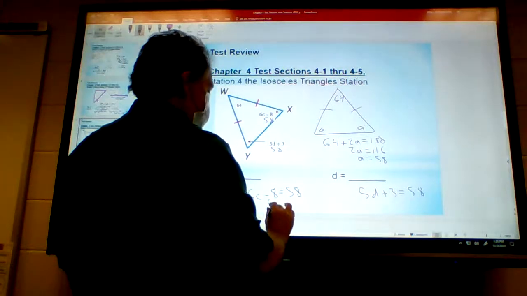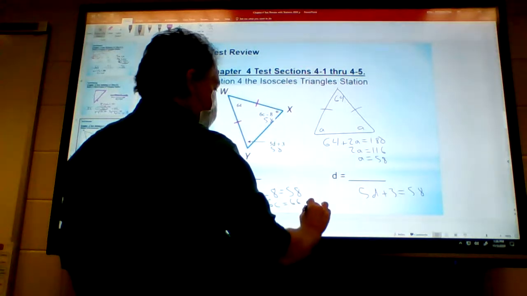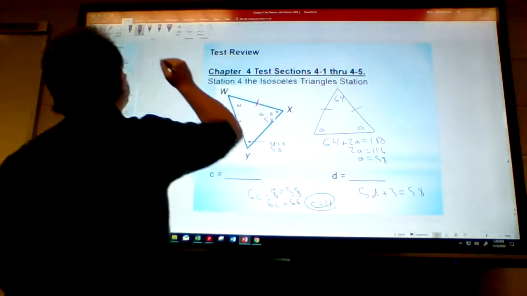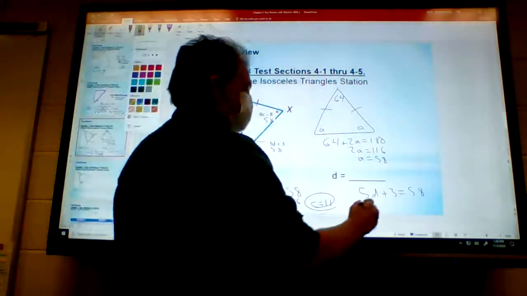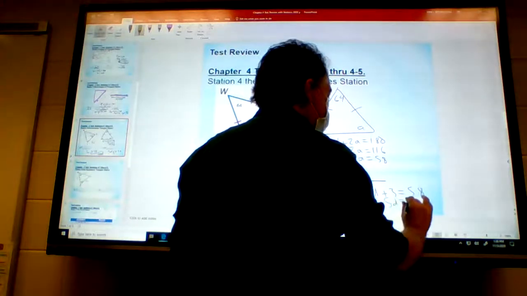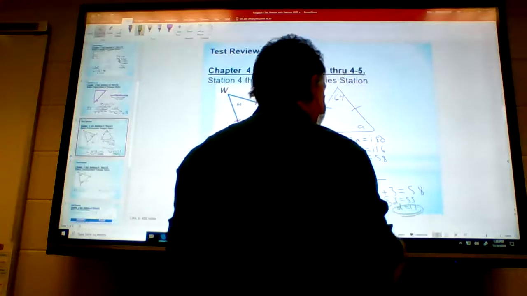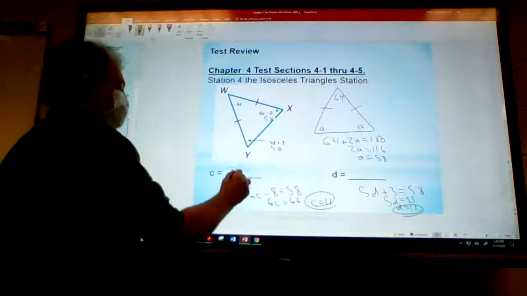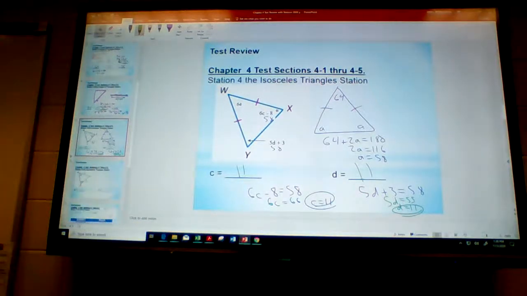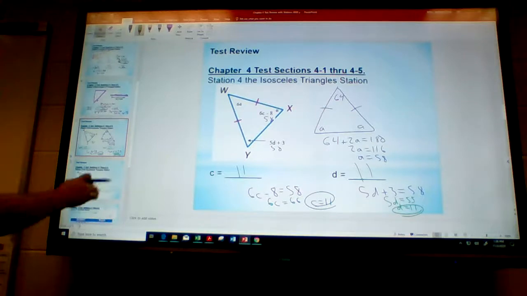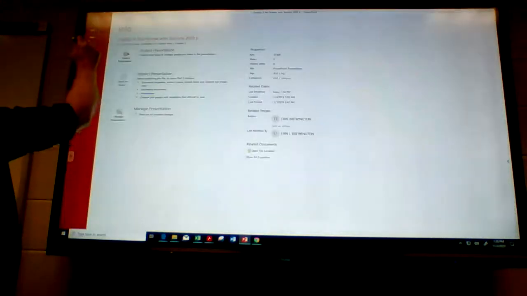So 6C equals 66 because I add 8, so C equals 11. And then I got 5D equals 55, so D equals 11. So both C and D end up equaling 11 here. So I got 11 and 11. So it's amazing how it works out like that. So, all right, now, save that real quick.